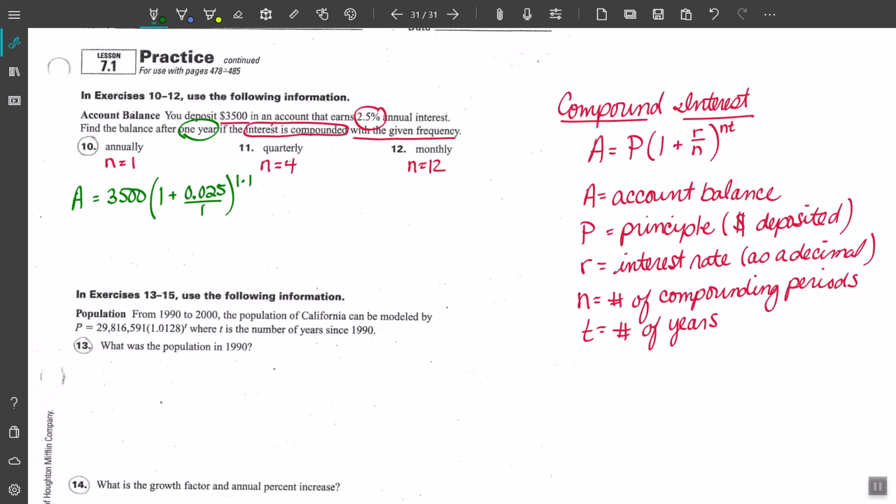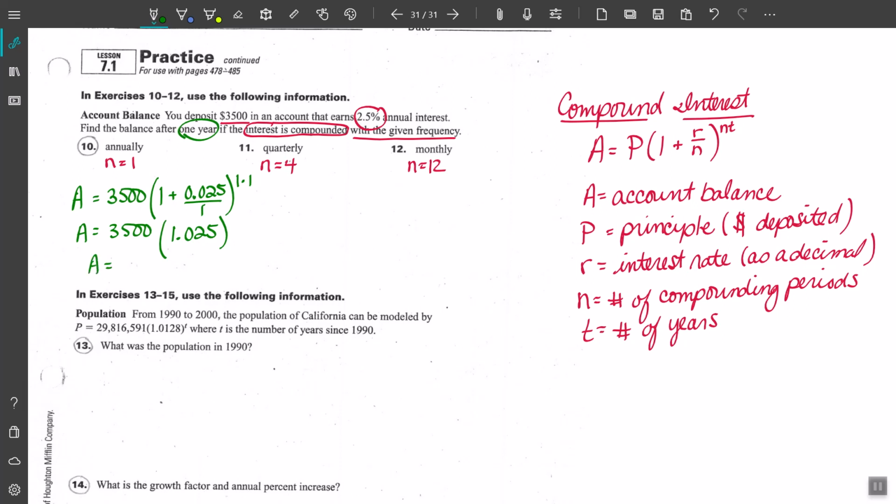All right, so then we just need to do our algebra to solve this problem. This is going to be 1 plus 0.025. All right, so anything divided by 1 here is just going to be 0.025. So I'm going to just do that in right here, and then that's obviously going to be raised to the first power, which I don't even need to write anything in there because the exponent 1 doesn't have to be written in, it's always assumed. So there's your equation right there.